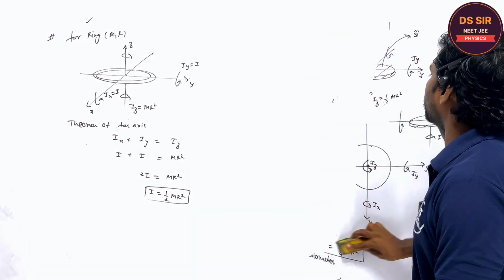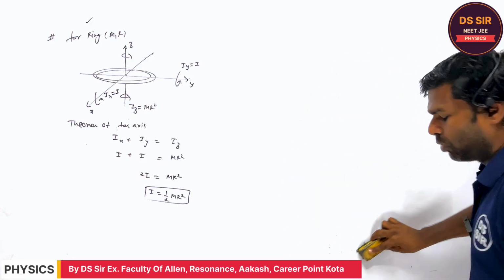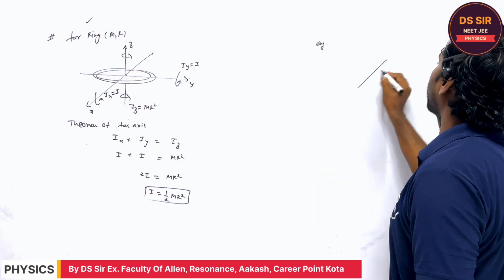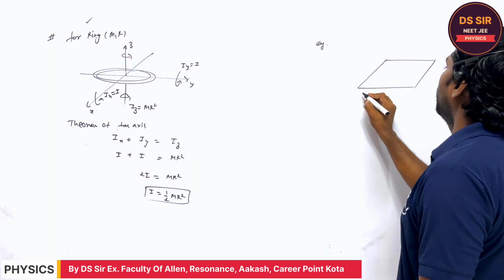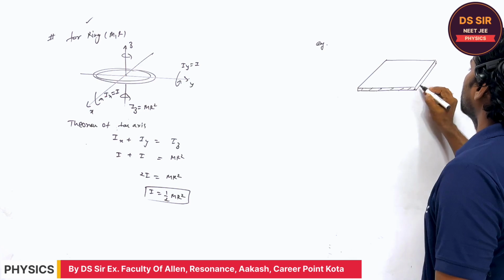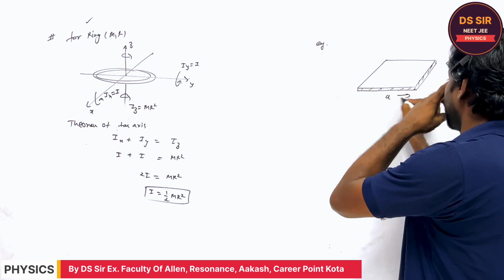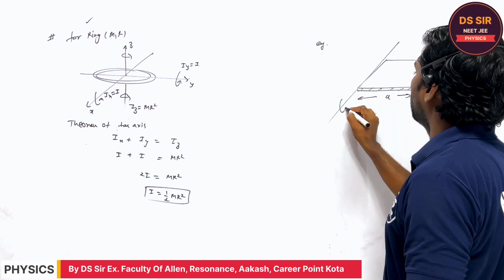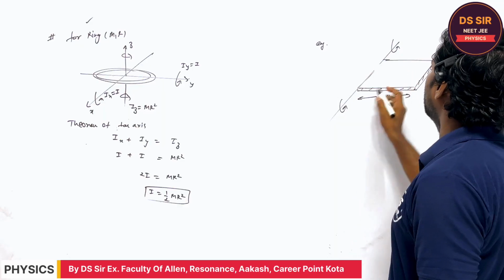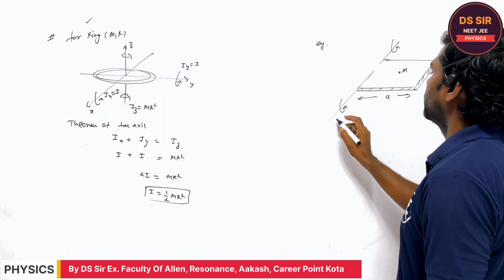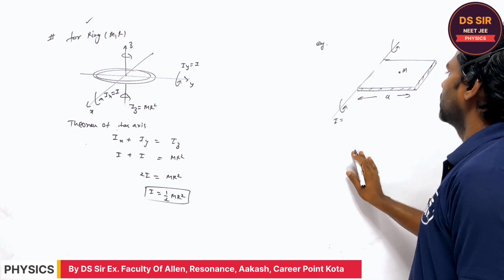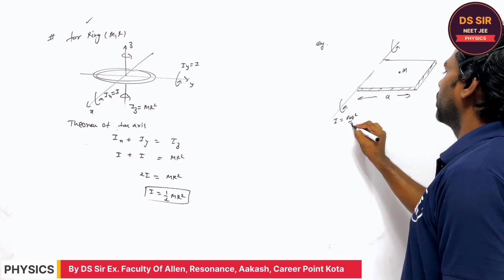So for the disk and the ring, you will remember all this moment of inertia, right? For example, consider the plane rectangular lamina. Yesterday I told you this rectangular lamina is like a rod. If this is the side A and you rotate about this axis, can you tell me the moment of inertia if the mass is m? Very good, Ma square by 3.